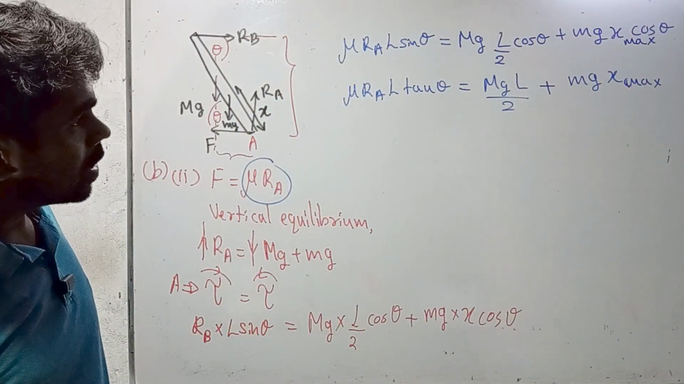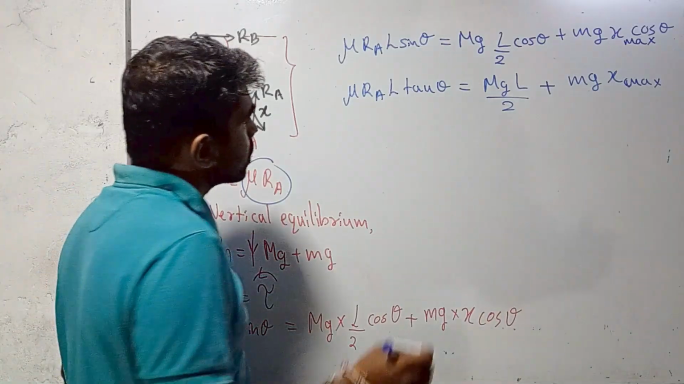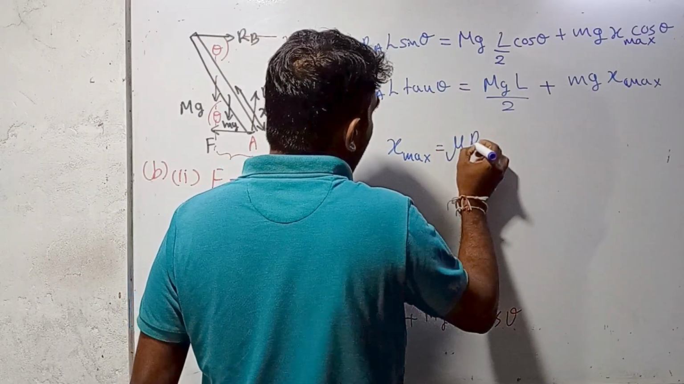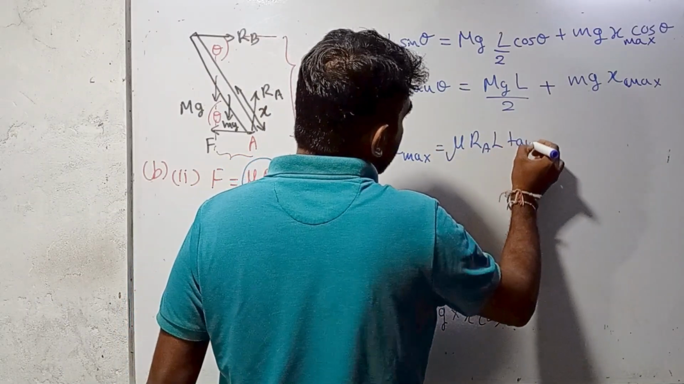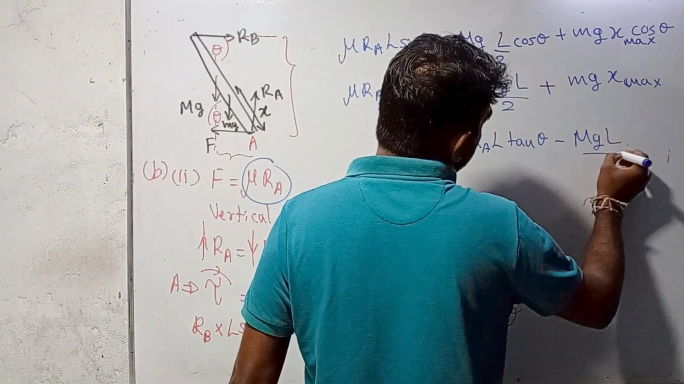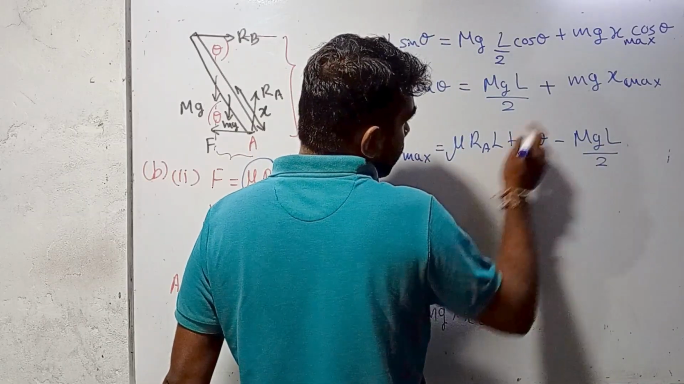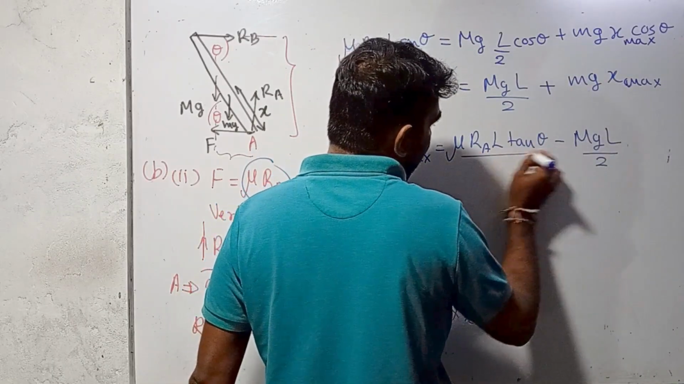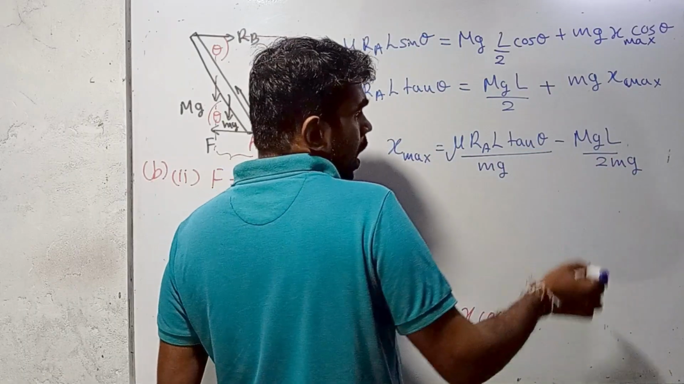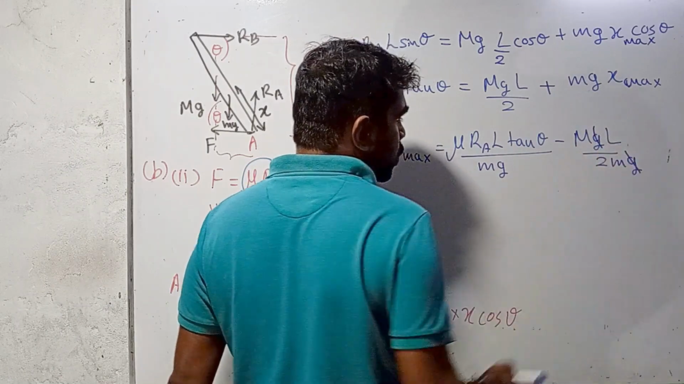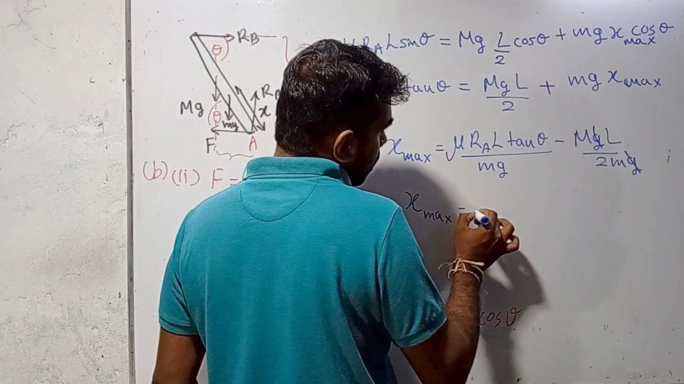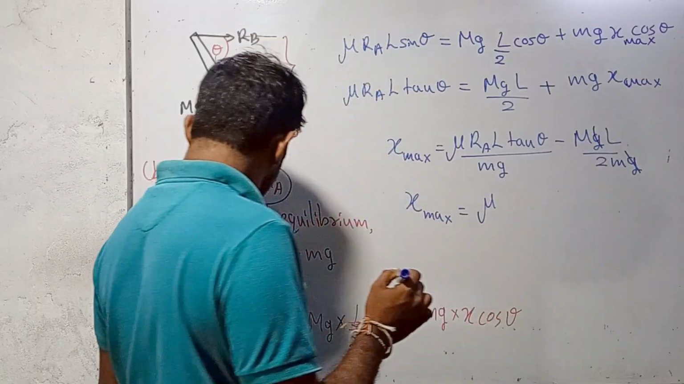Now we have to make x max the subject. Then we can write x max equals mu Ra L tan theta minus capital Mg L over 2, divided by simple Mg. Then we can divide separately the two terms by Mg. And we can cancel out g and g in this one. Then we can obtain x max equals mu Ra.